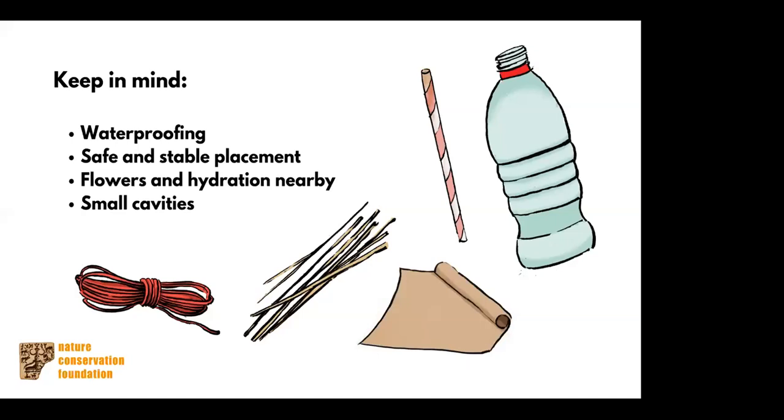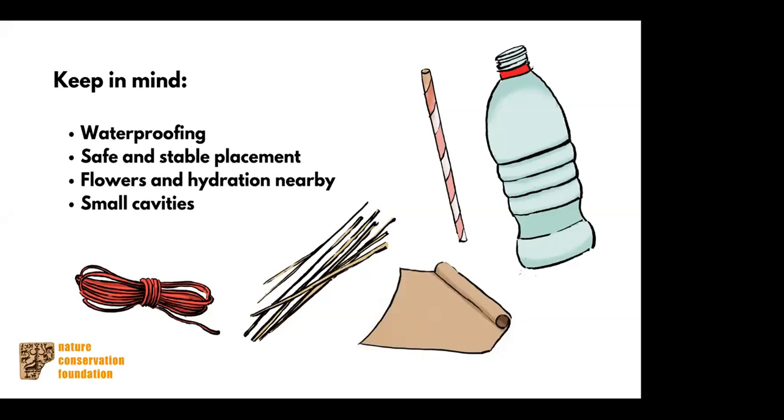Keep in mind that the insect hotel should be waterproof, which is why we're using a plastic bottle for the outside layer, so that rain or water doesn't get into it. It should be in a safe and stable place so that it doesn't move around a lot, and so that the insect feels safe and can permanently move in and feel comfortable.